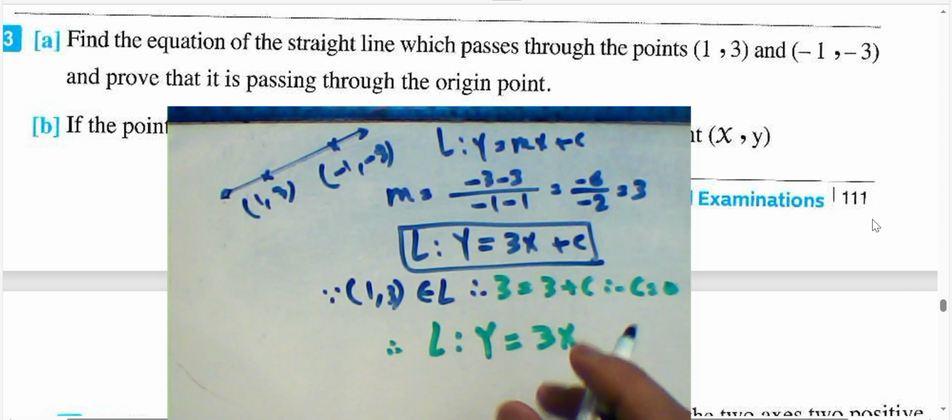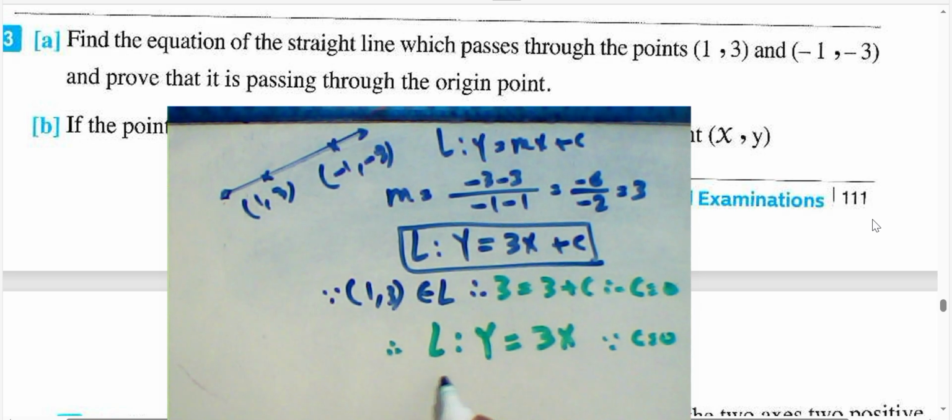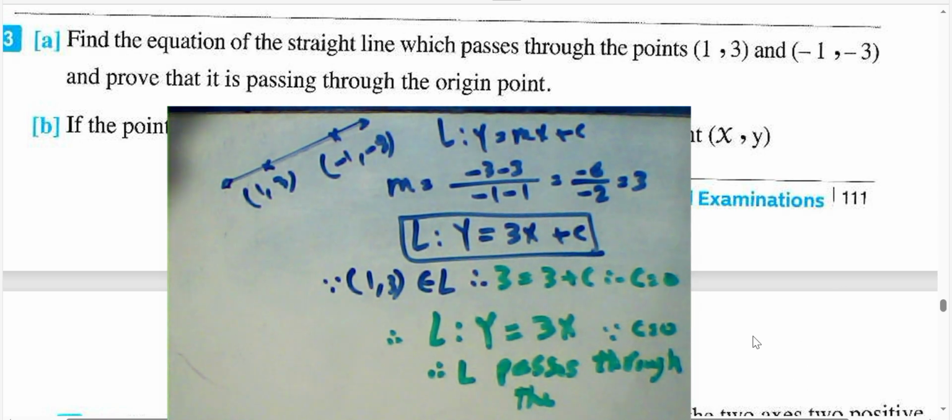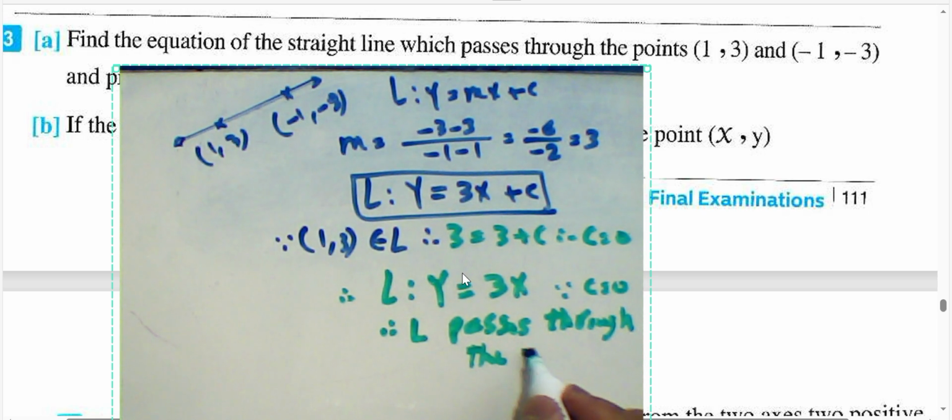So the straight line here passes through the origin. Since c equals 0, the straight line L passes through the origin. It passes through the origin because the constant equals 0.